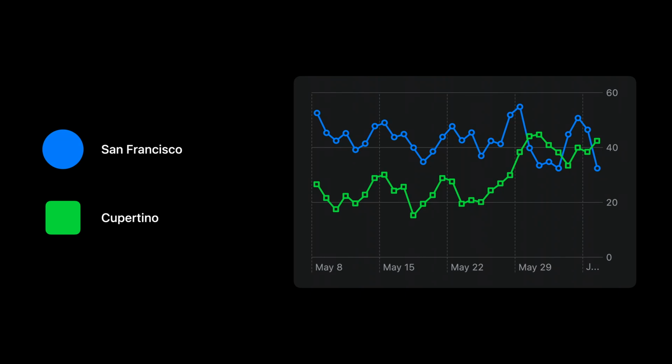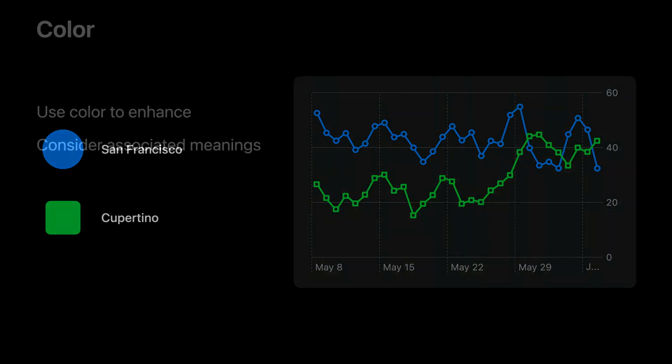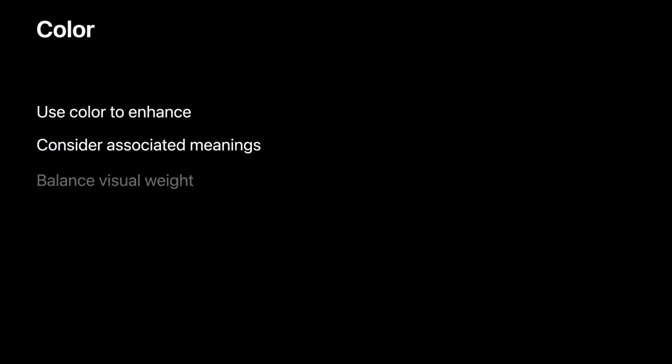For our chart, system blue and green work well. There is no obvious meaning tied to these colors in the context of cities. But what if we wanted to customize the colors to match the look and feel of our app? When choosing colors for categories, balance visual weight. If one color overpowers the other, a hierarchy can be implied.